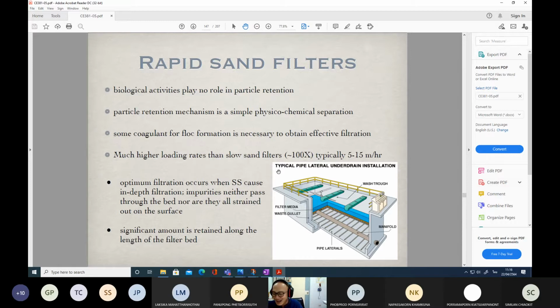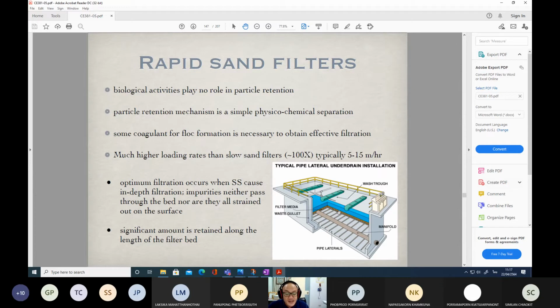How does it look? This figure describes the components of the rapid sand filter. Here is the filter media, and we put the water above the filter media. So water just passes through the media before being collected by the pipe network at the bottom of the chamber. This is the main pipe, typically called a manifold, and the lateral pipes. We also use these pipes to collect the water.